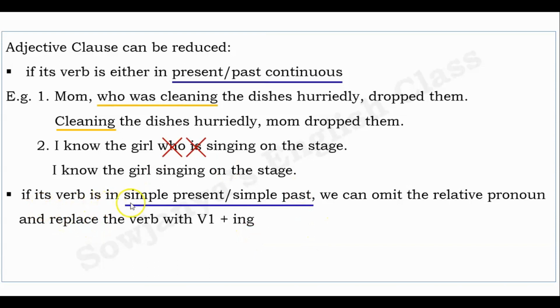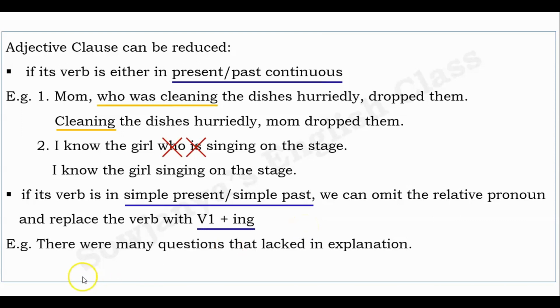If its verb is in simple present or simple past tense, we can omit the relative pronoun and replace the verb with V1 plus ing. How to do that? Let us see one example. There were many questions that lacked in explanation. Lacked is simple past tense. Okay, and here the relative pronoun is that. Let us see how to do that.